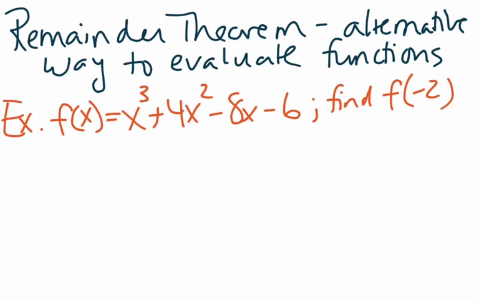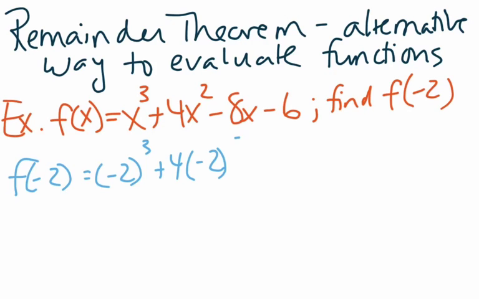Now you can absolutely do this. Plug in the negative 2. Okay, and so you do negative 2 to the third power plus 4 times negative 2 squared, minus 8 times negative 2. If you have a calculator, you could plug it in exactly like that because you know that function notation, f of negative 2, just means that x is negative 2, so you plug in negative 2 everywhere, and you're going to get some number out. In fact, you're going to get an 18 out.